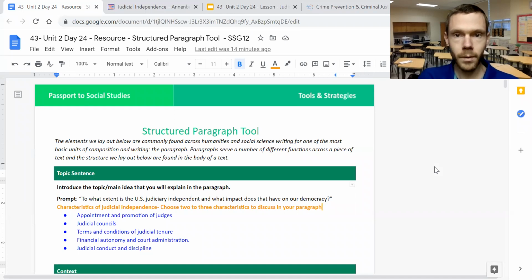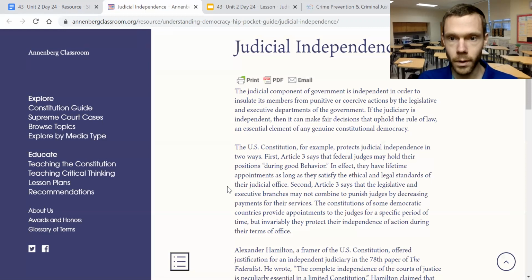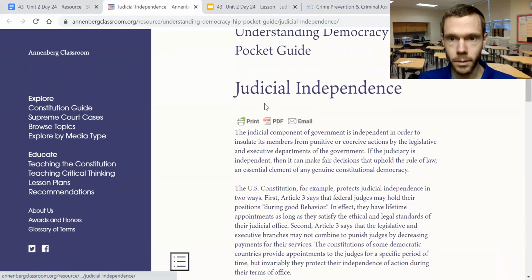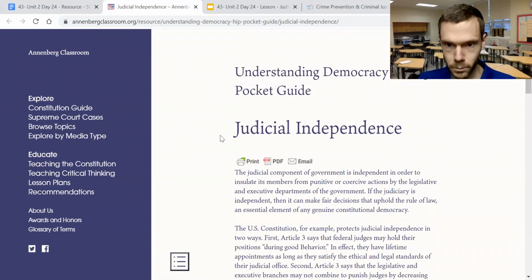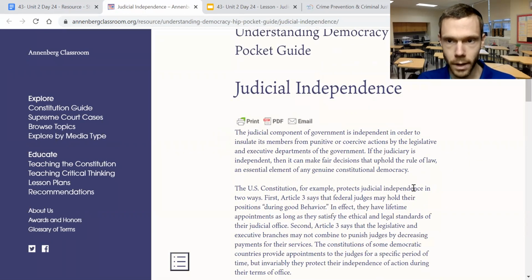The first thing I would recommend you do, in the introduction part of the lesson on the Google Slides, is if you're not sure what judicial independence is, go to the hyperlink for a review, using Understanding Democracy: A Hip Pocket Guide. Reading the first paragraph: the judicial component of government is independent in order to insulate its members from punitive or coercive actions by the legislative and executive departments of the government.